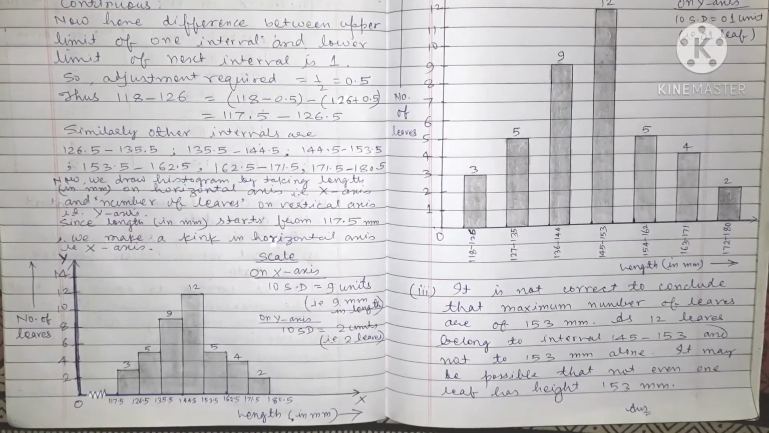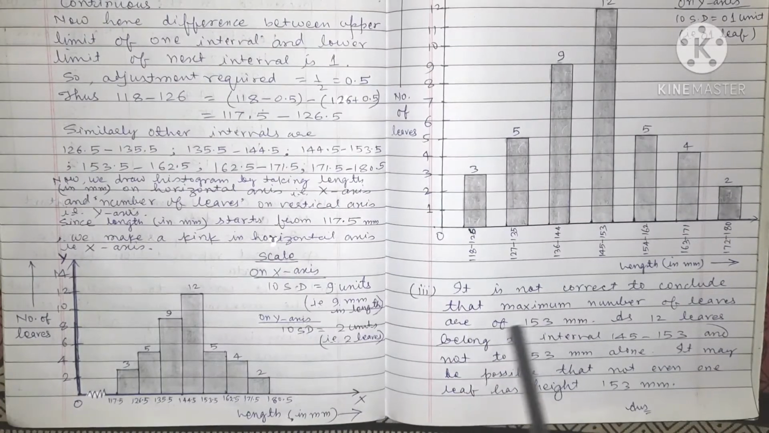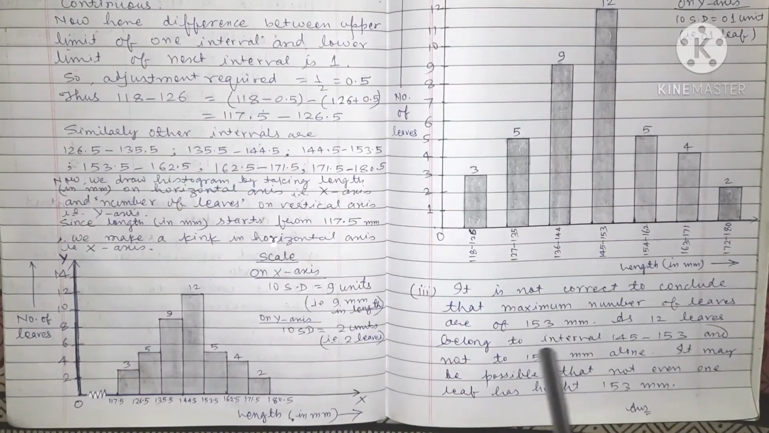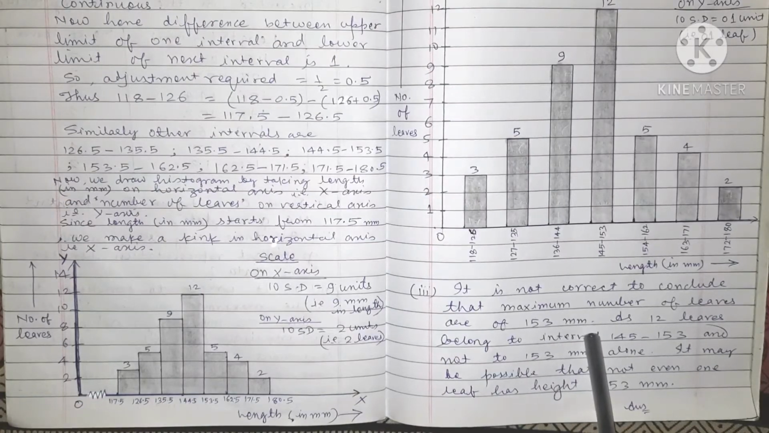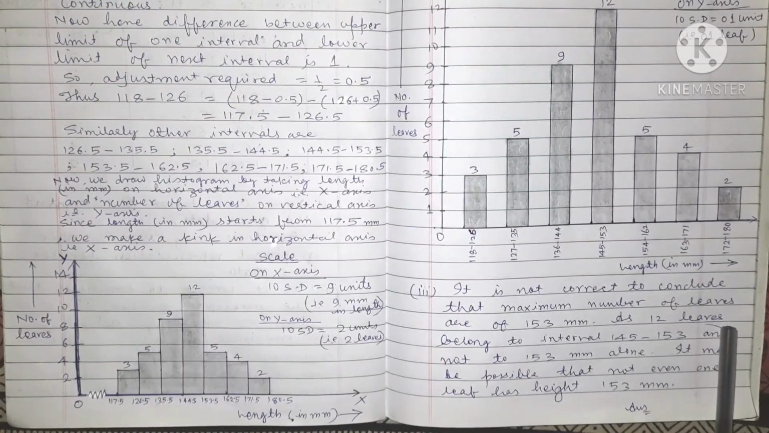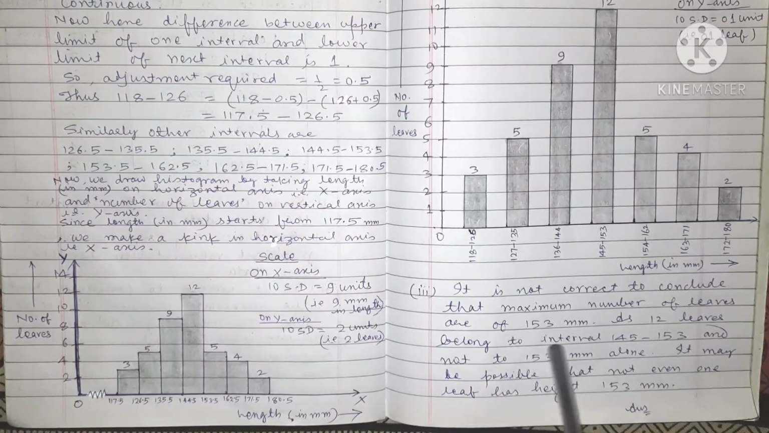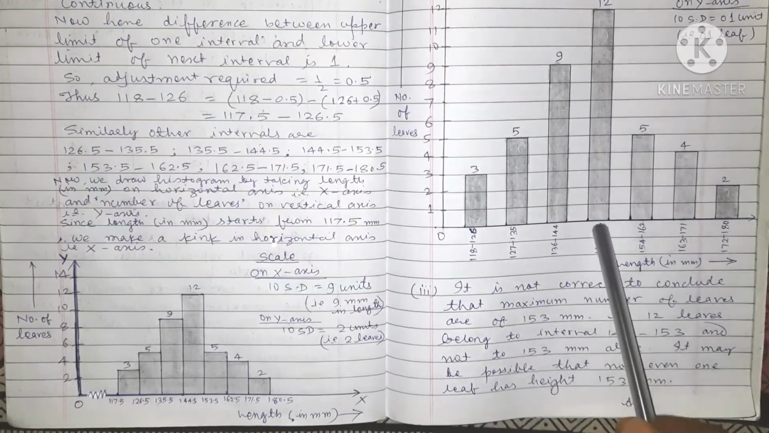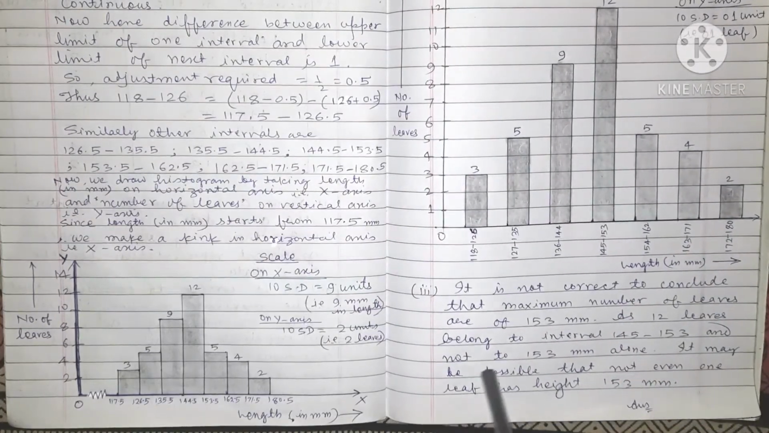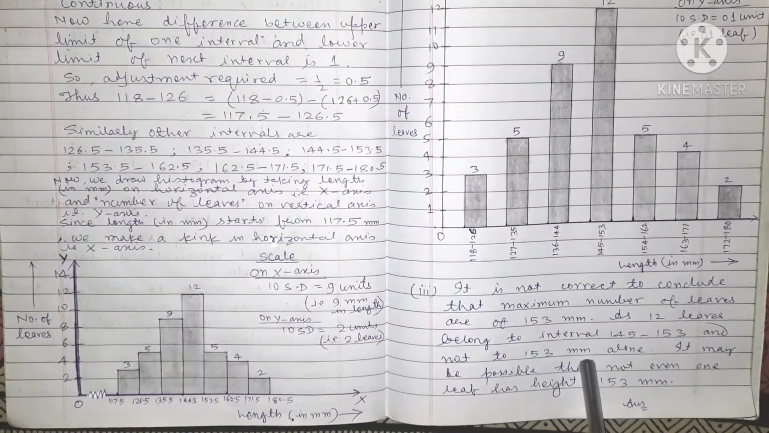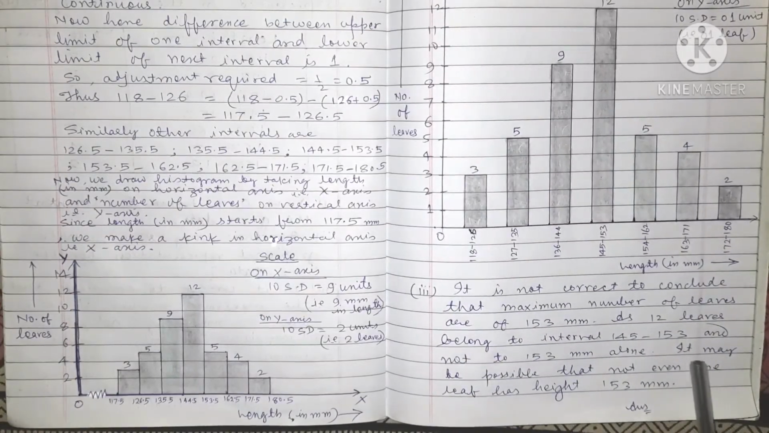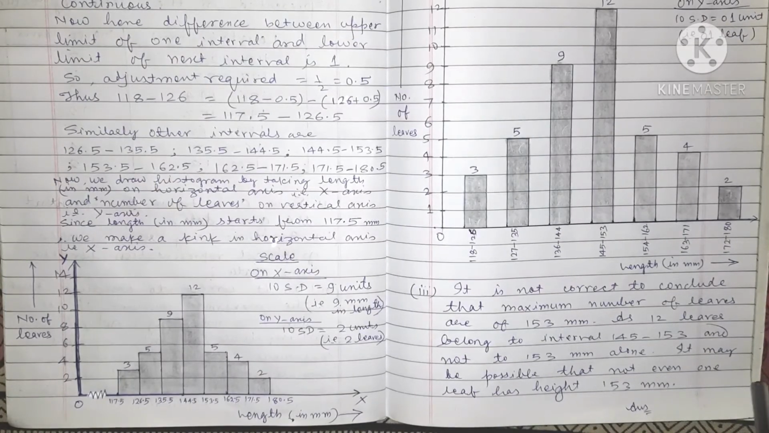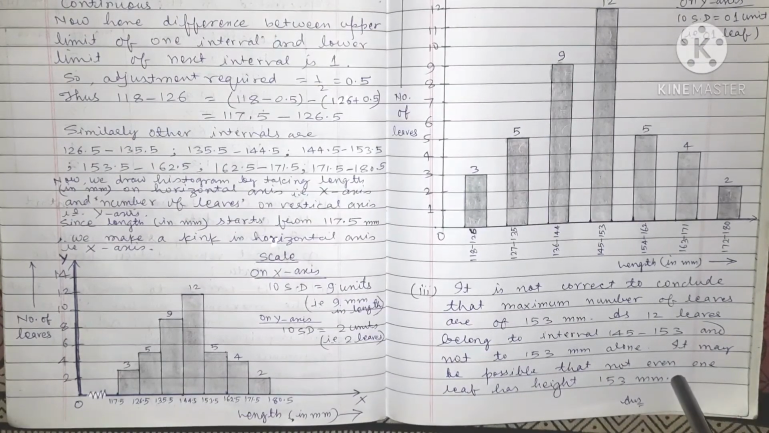Question number 3. It is not correct to conclude that the maximum number of leaves are of 153 millimeter, as 12 leaves belong to the interval 145 to 153, this rectangle, and not to 153 millimeter alone. It may be possible that not even one leaf has length 153 millimeter. This is the answer of question number 3.